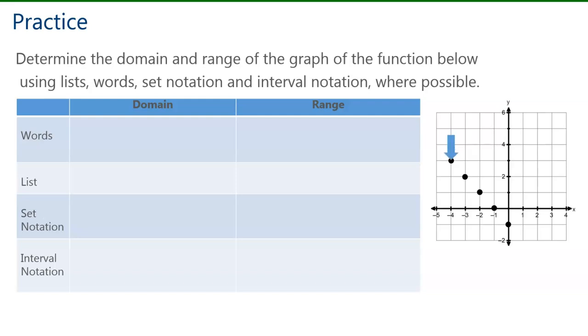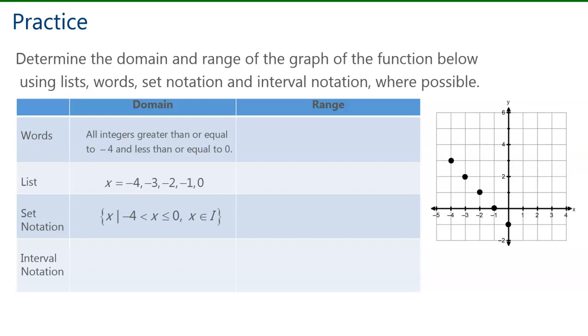Notice that the x numbers stretch from -4 all the way to 0. So we can say all the integers greater than or equal to -4 and less than or equal to 0. We can now list them as x equals -4, -3, -2, -1, and 0. In set notation, this can be written as x such that x is greater than or equal to -4 and x is less than or equal to 0, where x is an integer. Interval notation is not applicable for discrete data.